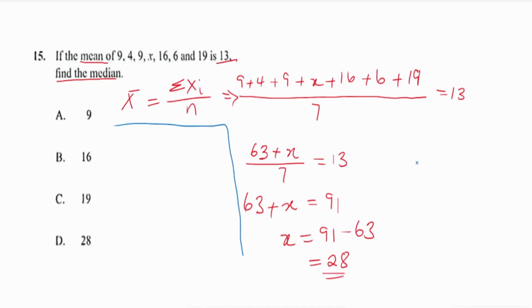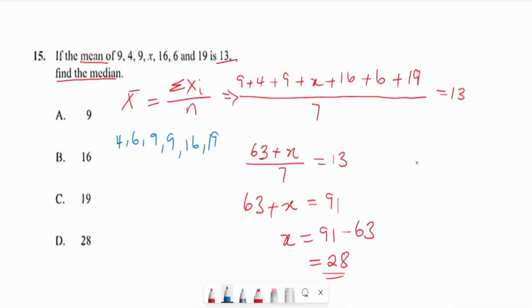So the smallest we have here is 4, followed by 6, followed by 9, another 9, 16, 19, and 28. And then for the middle, we have 7 numbers, so the middle will be the fourth number. 1, 2, 3, 4. So this is the middle number. We have 3 to the left and 3 to the right. And looking through the options, that is option A.